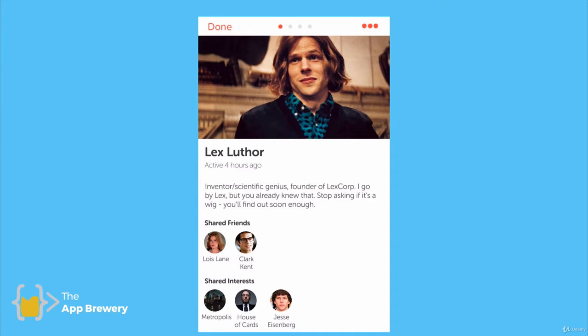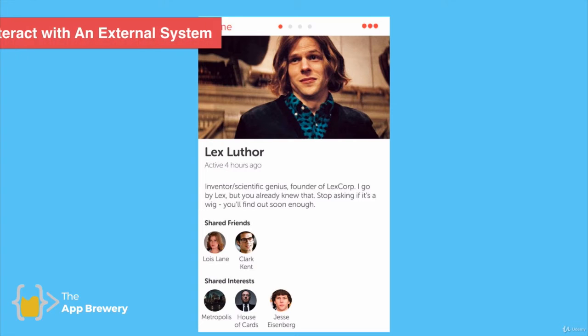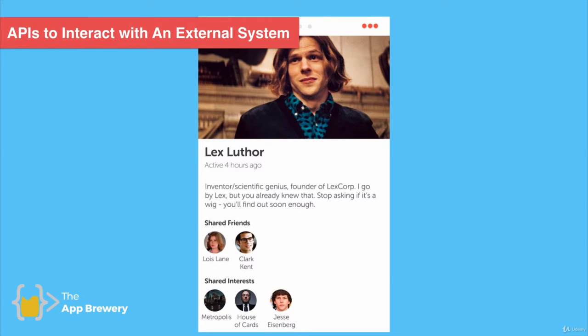But there's also other types of APIs. There's APIs that allow you to interact with an external system. And an example of this is the Tinder app, which is a matchmaking app. And when you take a look at the interface, you can see there's a section on shared friends and shared interests. Well, where do these come from?